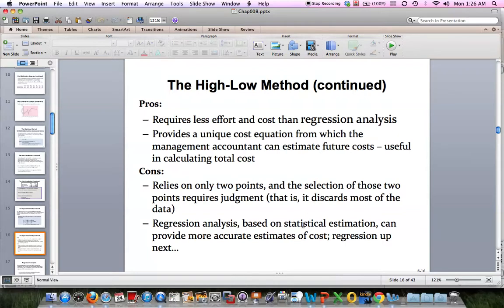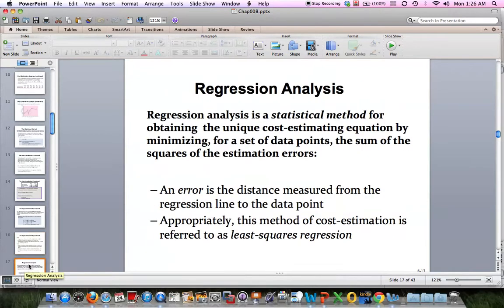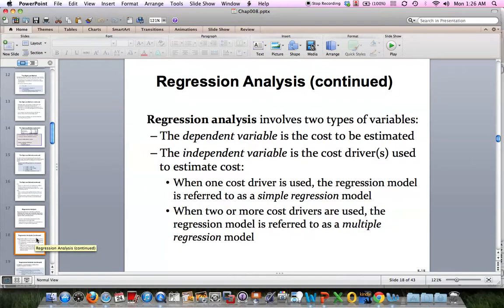Regression analysis based on statistics is more accurate, which of course is also much more time consuming than the high-low method. So the high-low method is the focus for chapter 8. That's all we're going to cover. Just be aware of what a regression is: we're using statistics to estimate future cost, using all the data points to predict some future cost or some future event based on previous costs. Okay, so that's what a regression is going to be.